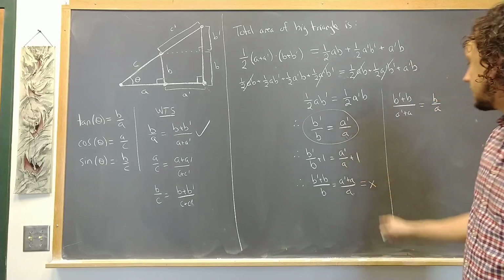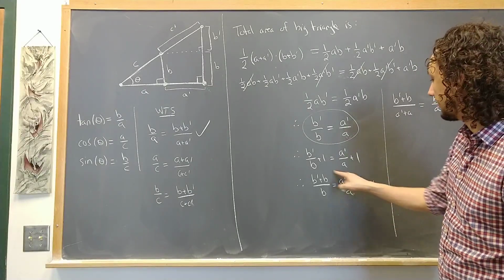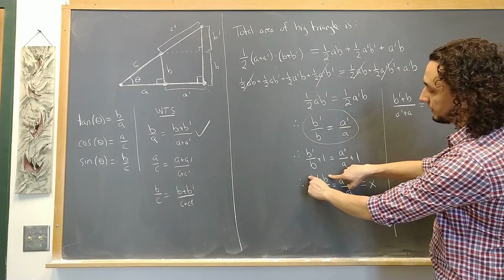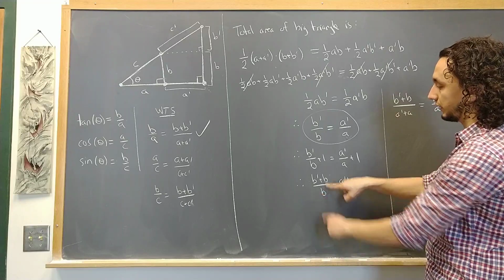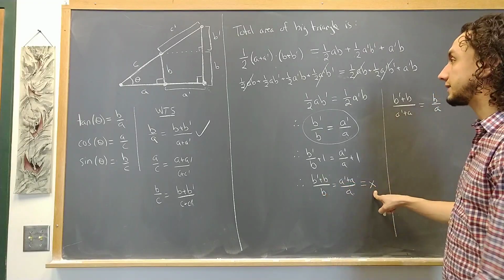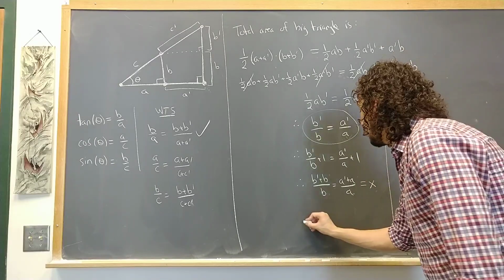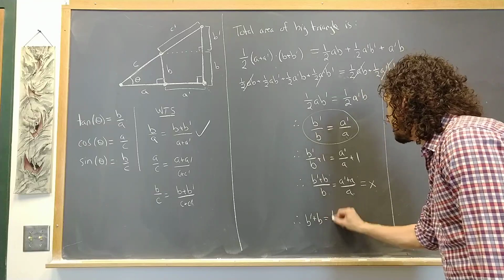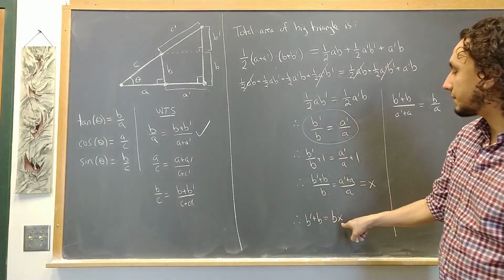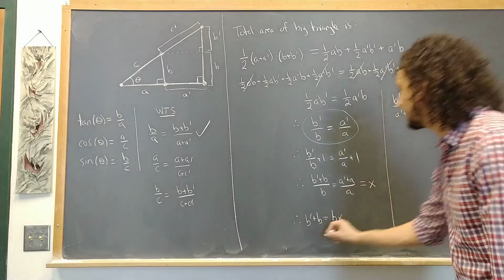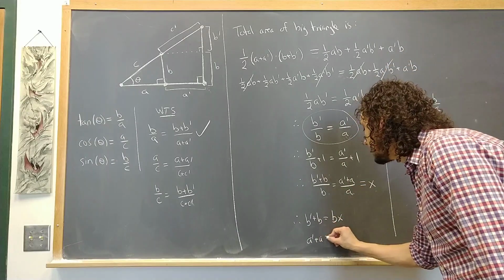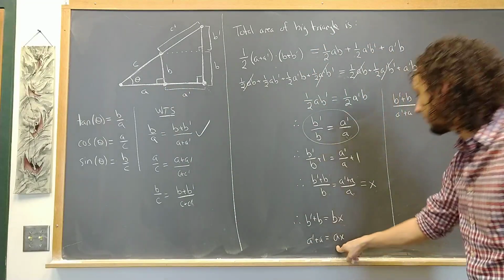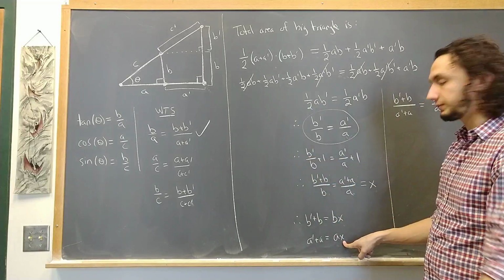Let's call this proportional: how much bigger is the side of the big triangle than the side of the small triangle, comparing the same side? Let's call it x. So what this tells us is that b prime plus b is equal to b times x. x is how many times bigger the longer side is. And similarly, a prime plus a, the length of the longer adjacent side, is equal to ax, the length of the smaller adjacent side times this multiplying factor.